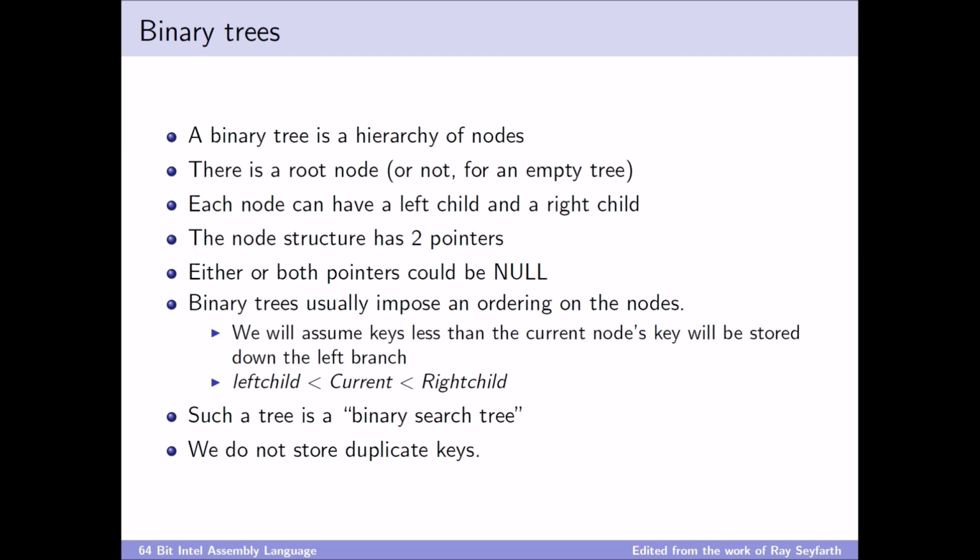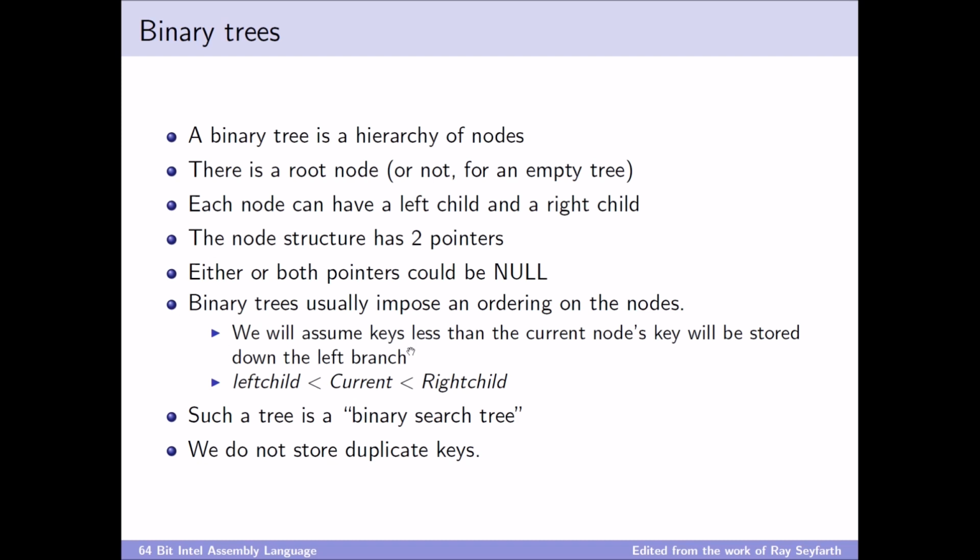For our purposes, the node will contain a key, and this key will give us the ability to provide ordering on the nodes. Obviously, either or both of the pointers inside the node structure could be null. It's possible that you don't have a left child or a right child. And the binary tree usually imposes an ordering on its nodes. This ordering is what gives us the ability to perform a binary search on this tree, which is why it is termed a binary search tree in this case.